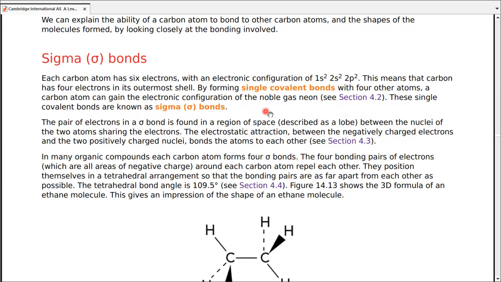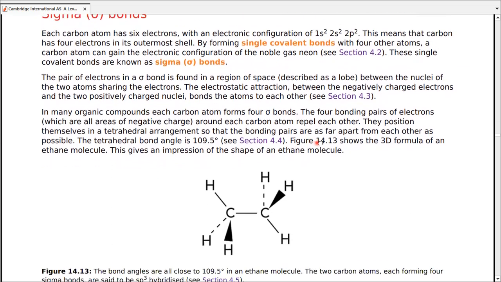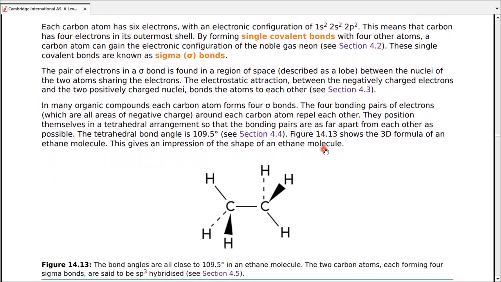Now, a carbon atom can gain the electronic configuration of the nearest noble gas by doing so. So these single covalent bonds are also known as sigma bonds. The pair of electrons in a sigma bond is found in a region of space described as a lobe between the nuclei of 2 atoms sharing the electrons, which we described, my bad, as a head-on overlap back there in chapter 4.